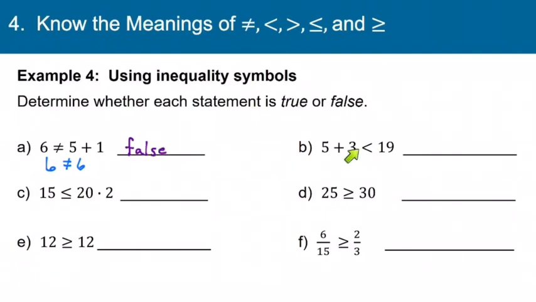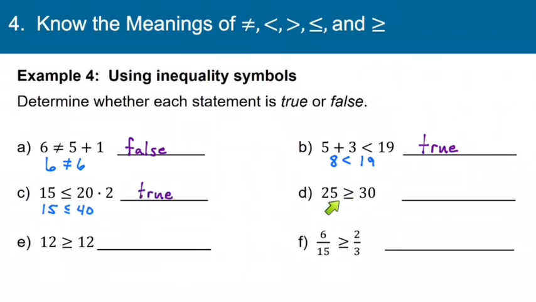Now let's look at part B. Here we have 5 plus 3 is less than 19. Well, we know that 5 plus 3 is 8. So what we have is a statement that says 8 is less than 19. Of course, that is true. And in part C, we have 15 is less than or equal to 20 times 2. Well, we know that 20 times 2 is 40. So our statement now says 15 is less than or equal to 40. Of course, that is also true.